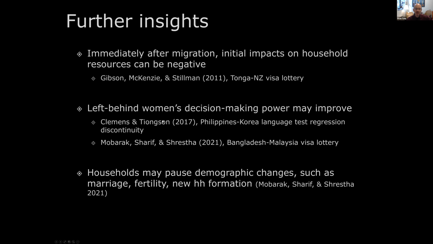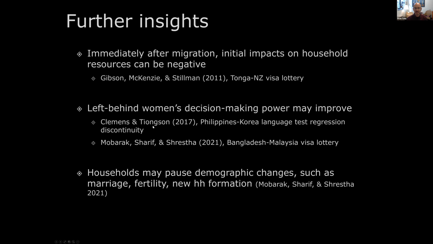There's also some nice papers looking at women's decision-making power in the household. So in many, but not all cases, the migrant flow tends to be male, or at least, you can look at a subset of migration flows that are male. And often you find that the women left behind who are managing the household see improvements in their decision-making power.